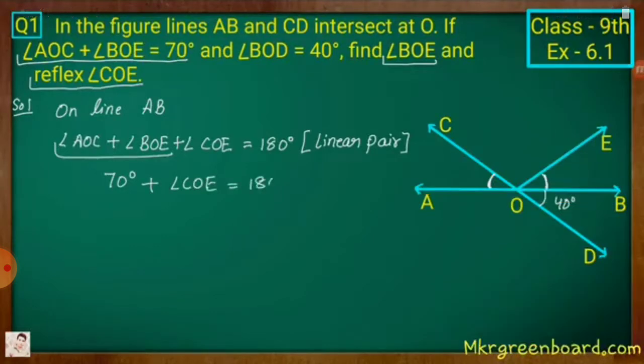But in the question, what are they given? Angle AOC plus angle BOE equals 70 degrees. And angle COE we don't know, so we can write like this: 70 plus angle COE equals 180. Angle COE equals 180 minus 70, since plus 70 going to the other side means minus 70. Therefore, angle COE equals 110 degrees.